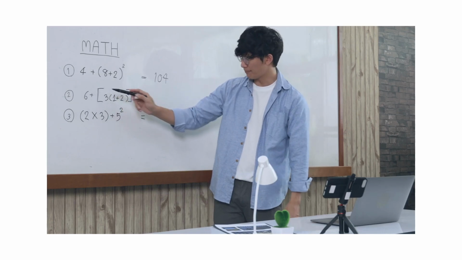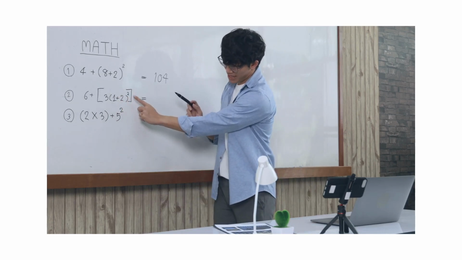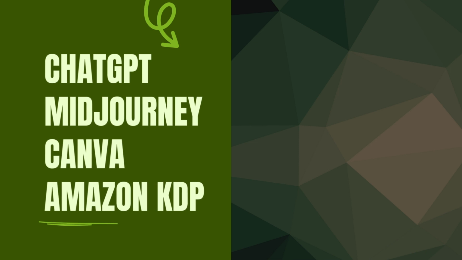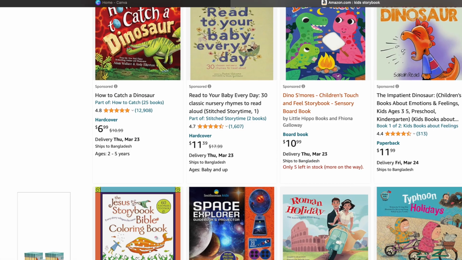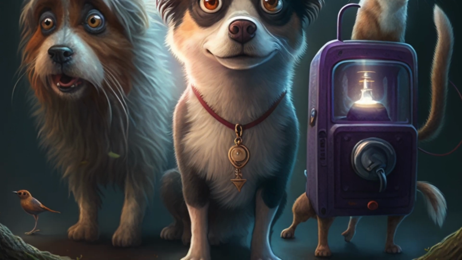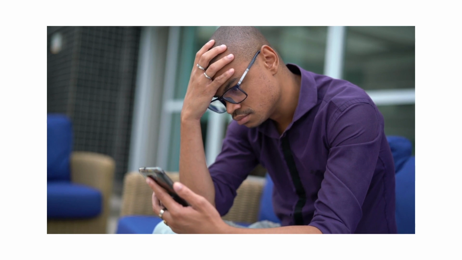This video is about generating a passive income by creating a children's book using ChatGPT, Midjourney, Canva, and Amazon KDP. With these tools, you'll be able to create an amazing story, generate beautiful illustrations, format your book, and publish it automatically, and all of it free of charge.